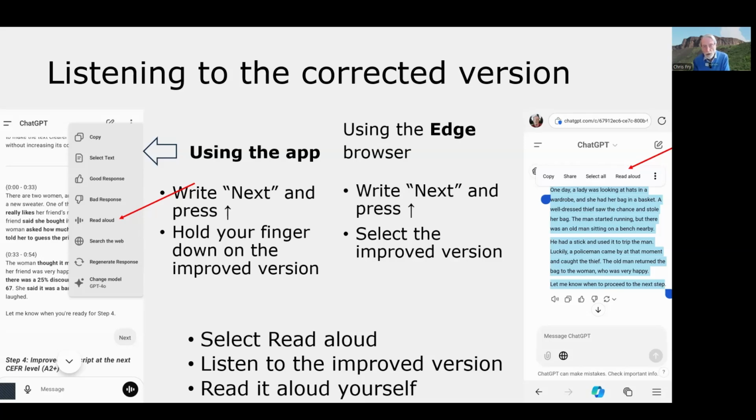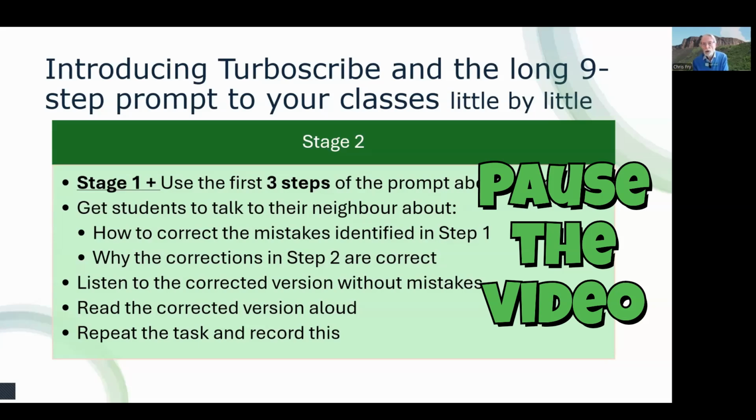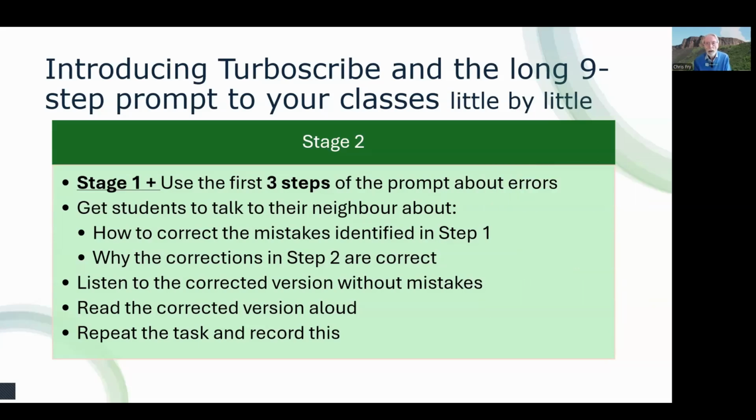So once students have listened to it being read aloud, they could read it aloud themselves. I don't think we've got time to do that, but I would certainly like you to listen to the corrected version. So that was stage 2, just getting the recordings done and doing the stuff about errors, the classic feedback on errors.